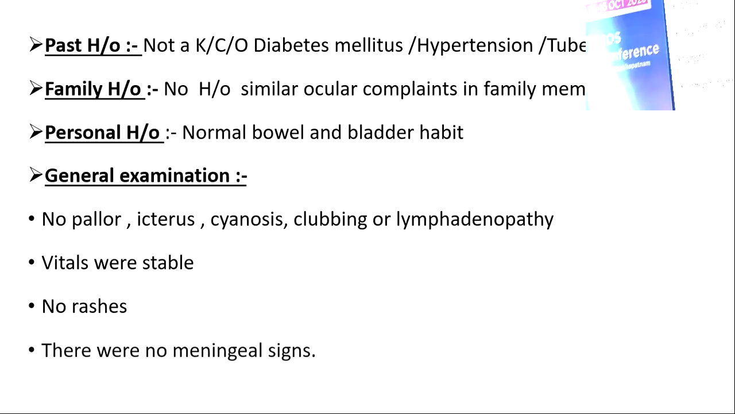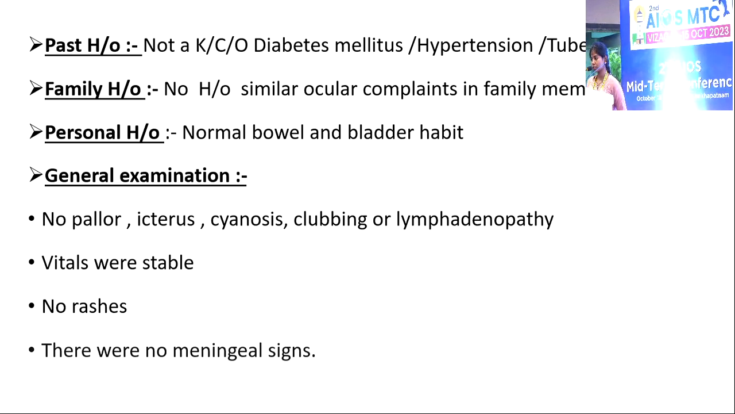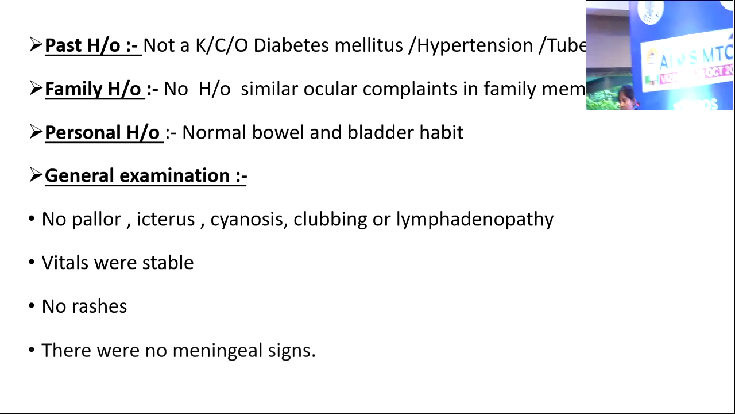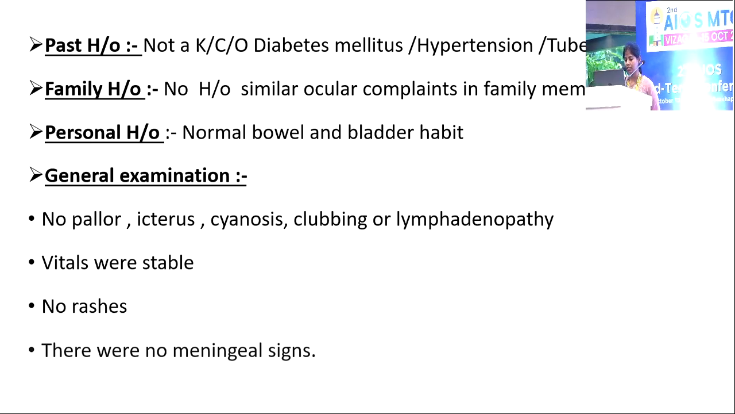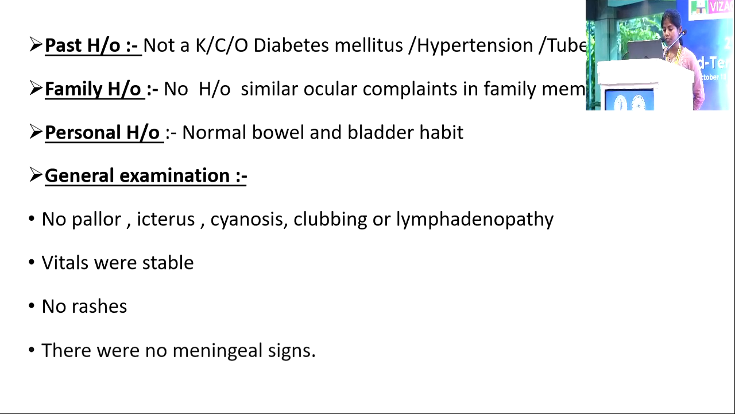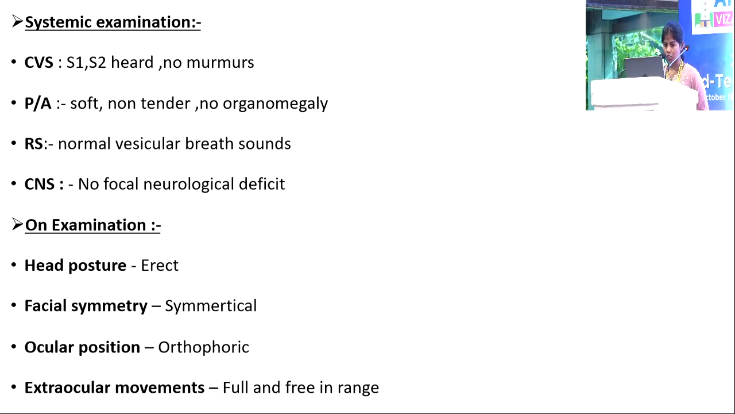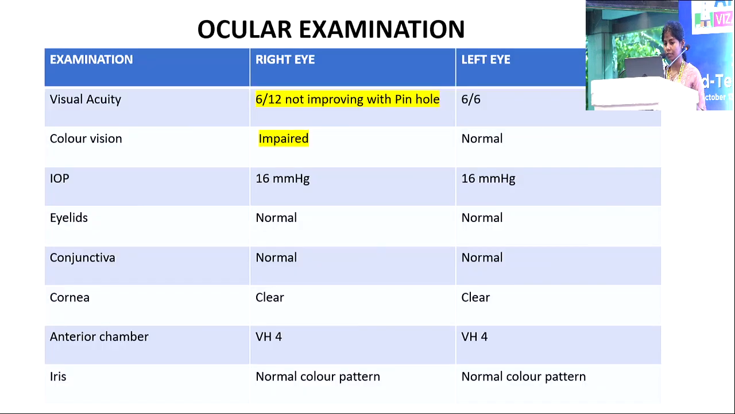Past history: the patient is not a known case of diabetes, hypertension, or tuberculosis. Family history: no other similar ocular complaints in the family members. Personal history: the patient had normal bowel and bladder habits. General examination was normal. Vitals were stable, pulse and BP were stable. There were no meningeal signs. Systemic examination was all normal. On examination, the head posture was erect, facial symmetry was present, ocular position was orthophoric, and extraocular movements were full and free in range.